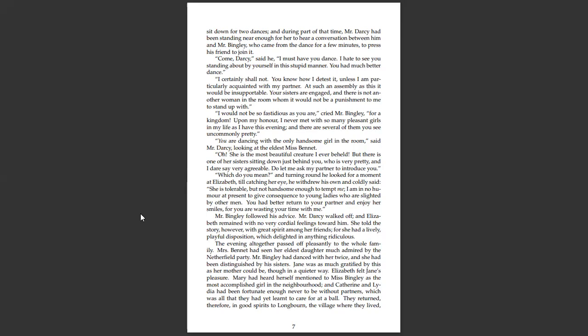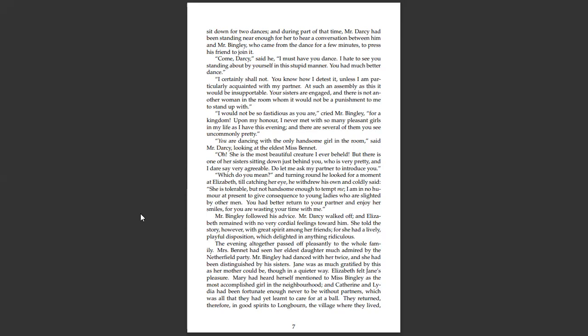Mr. Bingley followed his advice. Mr. Darcy walked off, and Elizabeth remained with no very cordial feelings toward him. She told the story, however, with great spirit among her friends, for she had a lively, playful disposition, which delighted in anything ridiculous. The evening altogether passed off pleasantly to the whole family.